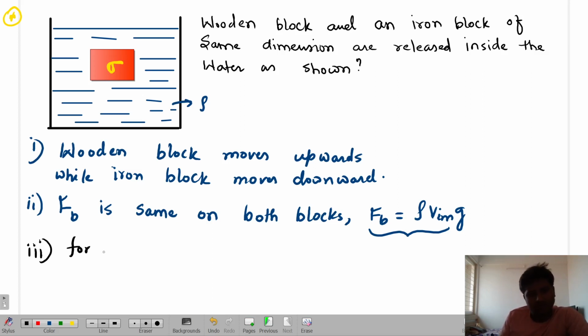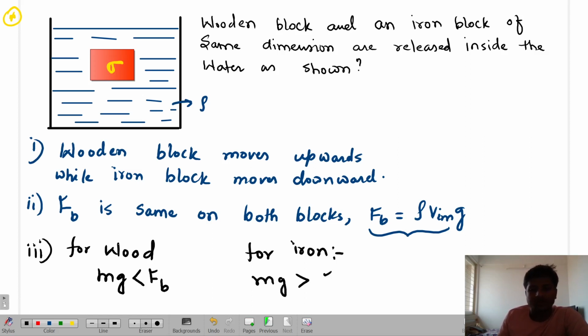for wood, mg is less than the buoyancy force, but for iron, mg is greater than the buoyancy force. You can't say anything related to mass, because mass is not given to us. It's just the factor mg that is more. It's not just the mass, it's the weight of the bodies that is more or less. You have to say about weight, not the mass.